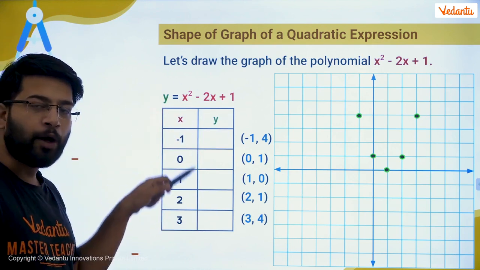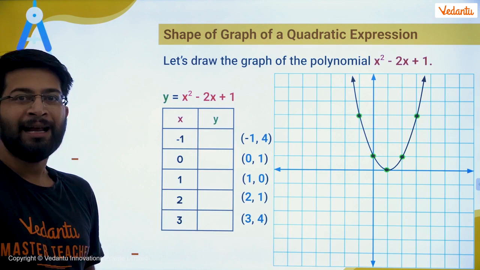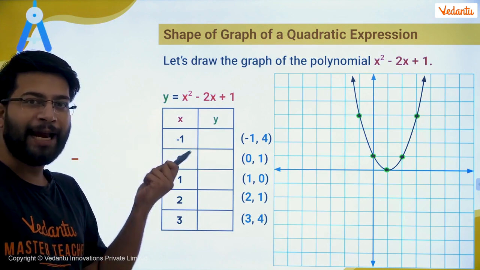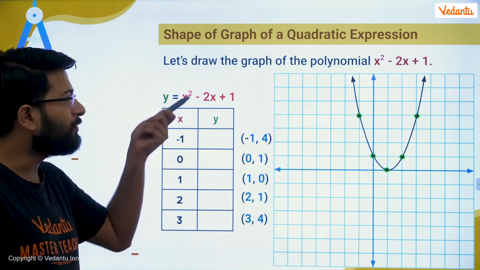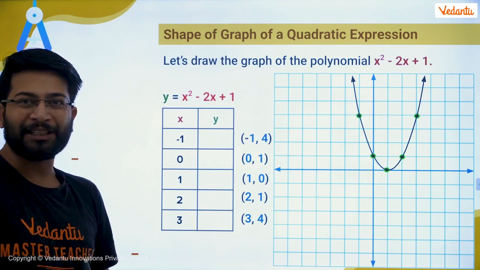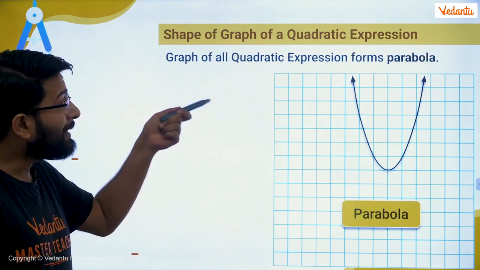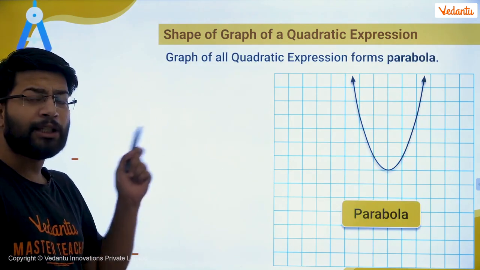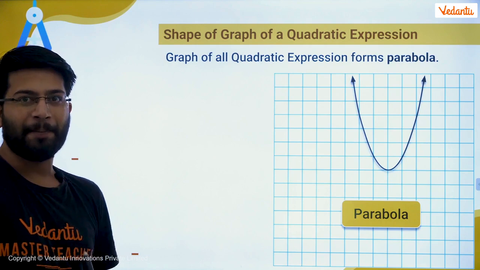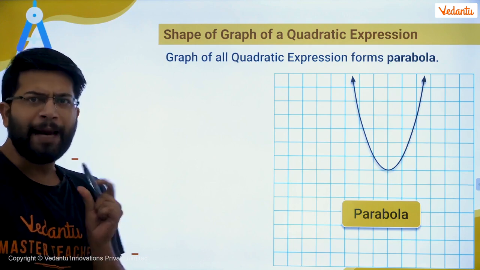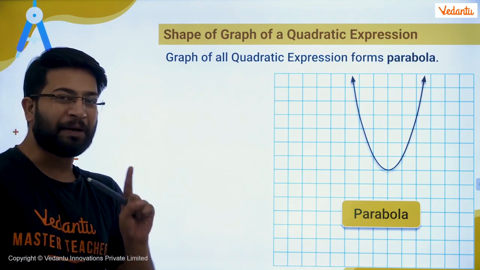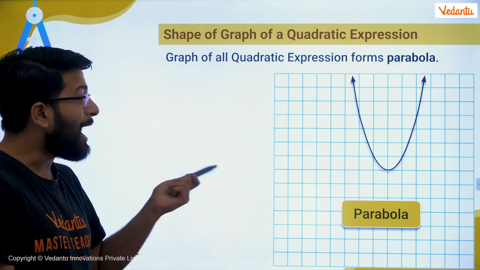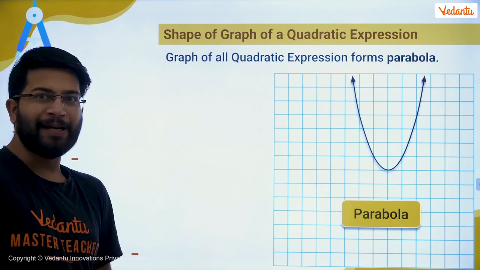Then we can combine all these points one by one and we will get the shape, the graph of the quadratic expression. And now champ, this curve is known as the parabola. That means the shape of any quadratic expression is always a parabola. I hope it is clear.